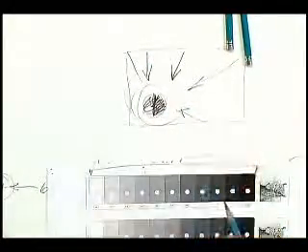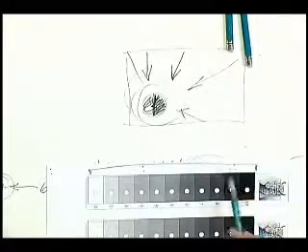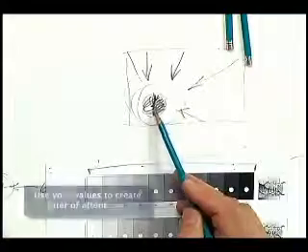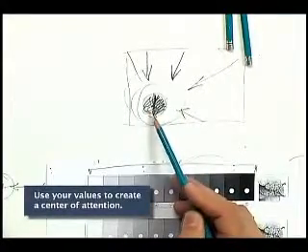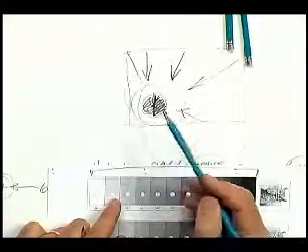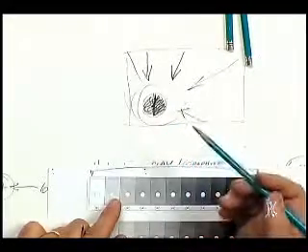But since we're talking about values, this is the first principle I want you to understand: saving your values, the lightest light and your darkest darks, for where you want people to look, is a good step at getting to the final product, and a nice final product at that.